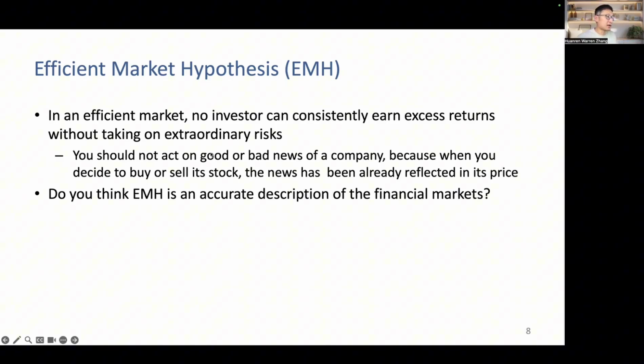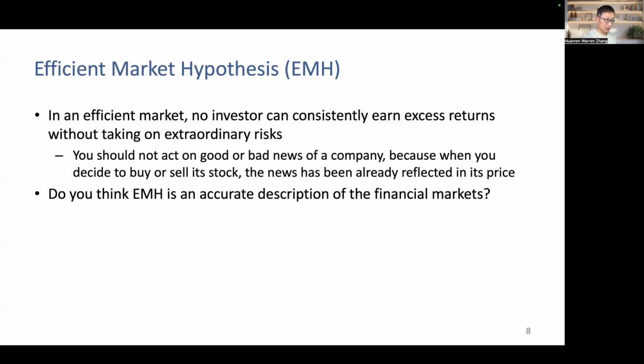That means you should not act on good or bad news of a company, because when you decide to buy or sell its stocks based on the news, the news has already been reflected in its price, meaning that you will not be able to exploit the new information. So based on the assumptions and descriptions of the efficient market hypothesis, my question for you now to think about is, do you think the efficient market hypothesis is an accurate description of the financial market?